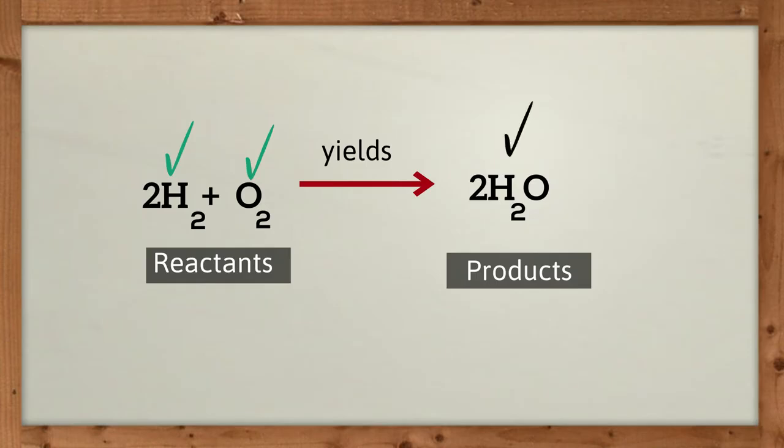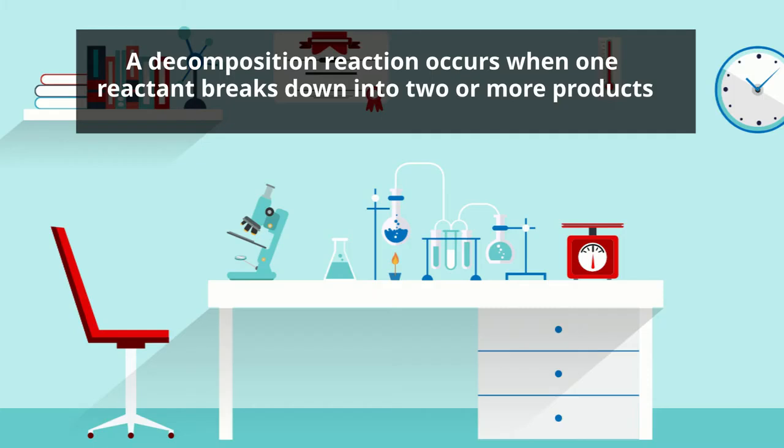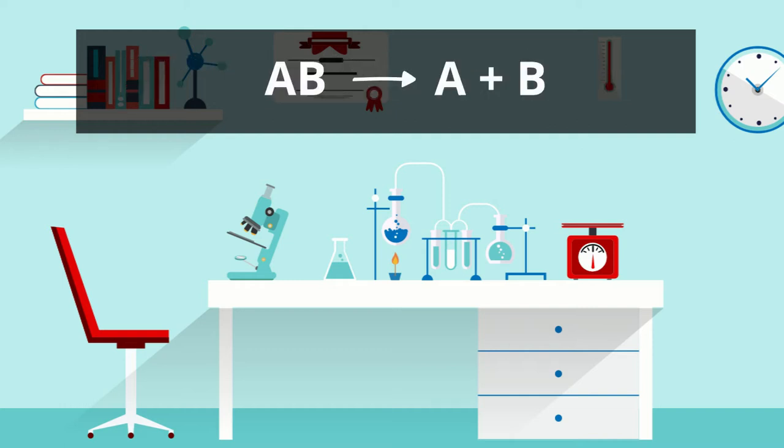A decomposition reaction occurs when one reactant breaks down into 2 or more products. Here's the equation. AB yields A plus B. In this equation, AB represents the reactant that begins the reaction, and A and B represent the products. Again, the arrow shows the direction.